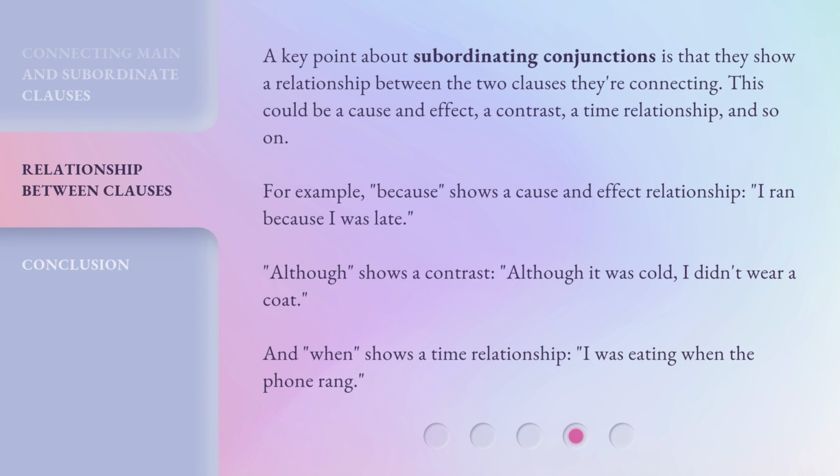A key point about subordinating conjunctions is that they show a relationship between the two clauses they're connecting. This could be a cause and effect, a contrast, a time relationship, and so on. For example, because shows a cause and effect relationship. "I ran because I was late." Although shows a contrast. "Although it was cold, I didn't wear a coat." And when shows a time relationship. "I was eating when the phone rang."